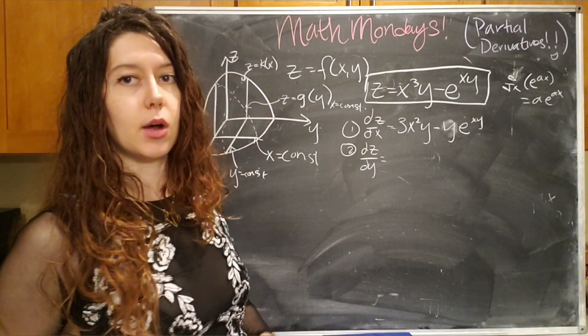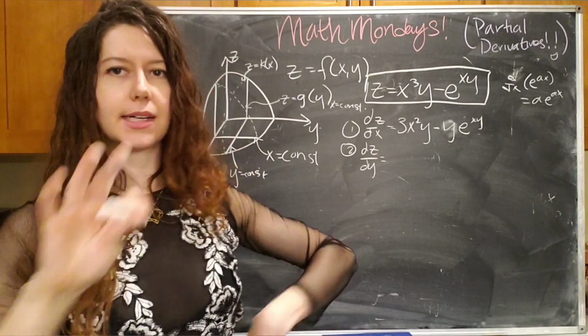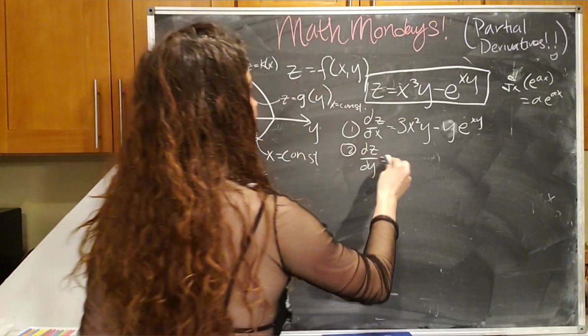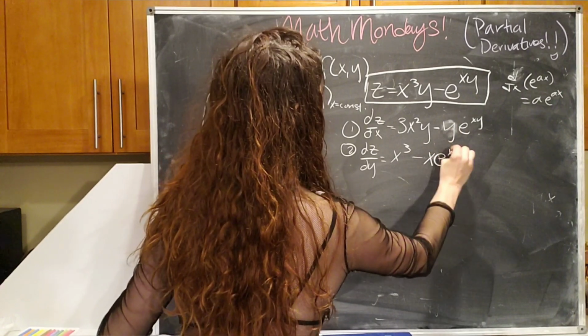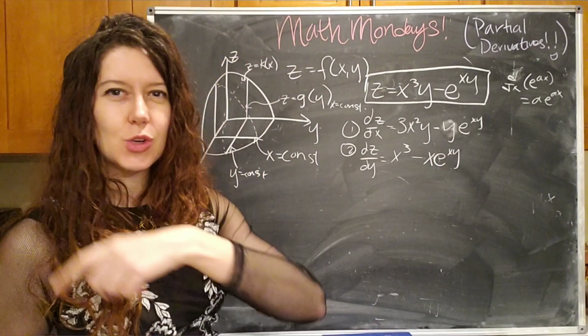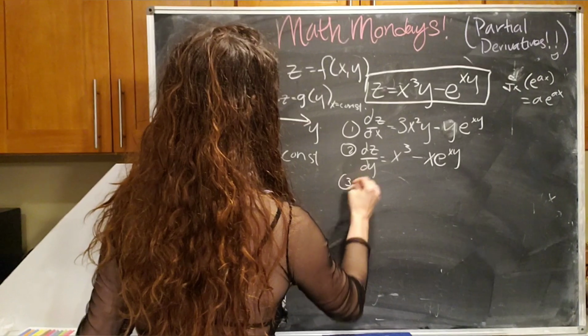So in this case, we hold x constant, or we're like, x, you're just a number, you come along for the ride. So then we get x cubed minus x e to the xy. And now let's do those funky mixed partials that we looked at.